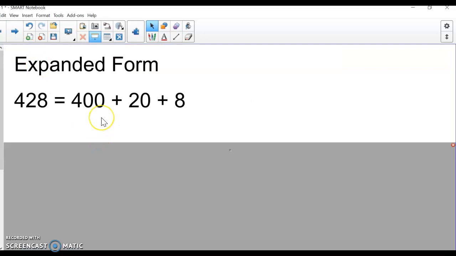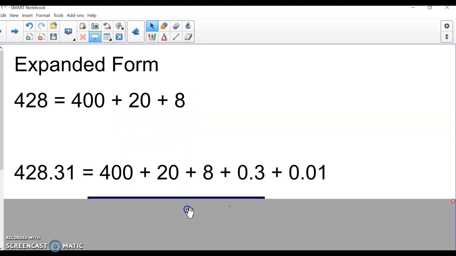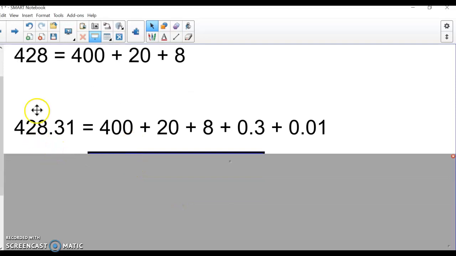Okay, so now expanded form, like I talked about before. We've done this earlier in the year. You break out each place value and tell what it's worth. So 428 is worth 400 plus the 2 in the tens means you have 20, and then the 8. Each place value is given its own value. We can do that with decimals too. If we have 428 still and 31 hundredths, I write 400 plus 20 plus 8 in the same way, but I have to add each of my tenths and each of my hundredths. So I have 3 tenths, and be careful, make sure that 1 is in the hundredths place.